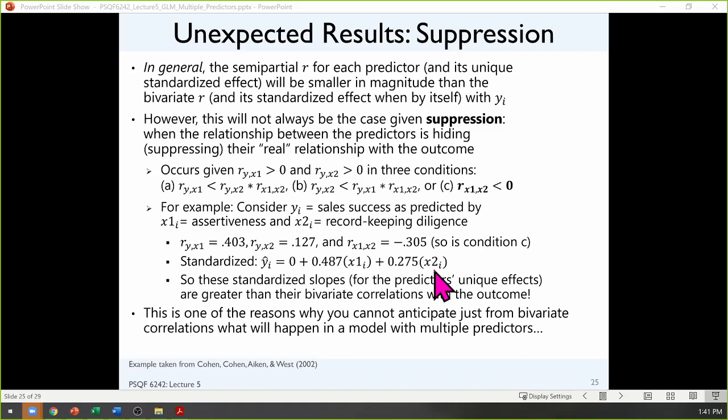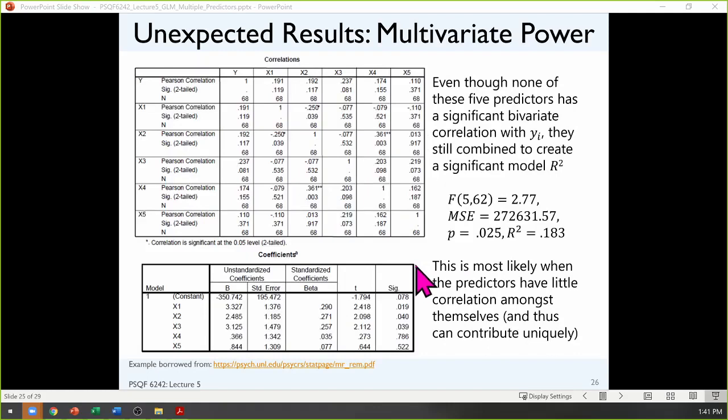But what it does mean is that if you have a predictor that is not correlated in the first place, that doesn't mean it isn't going to be part of your model. A bivariate relationship is not a gatekeeper for inclusion, because this kind of weird stuff can happen. Other weird stuff that can happen.